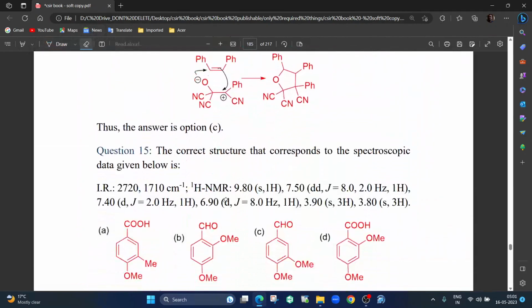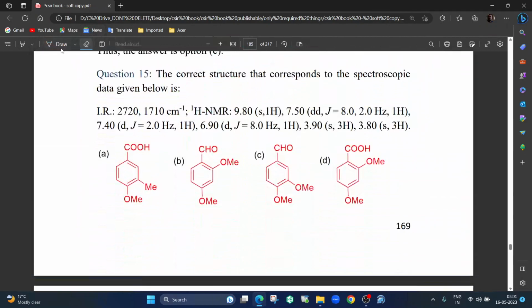Moving to the last question. This question was very tough, okay? The correct structure that corresponds to the spectroscopy data below. So this IR they have given. IR revealed a lot of things. IR is 2720 and 1710. So 2720 is for aldehydic CHO.